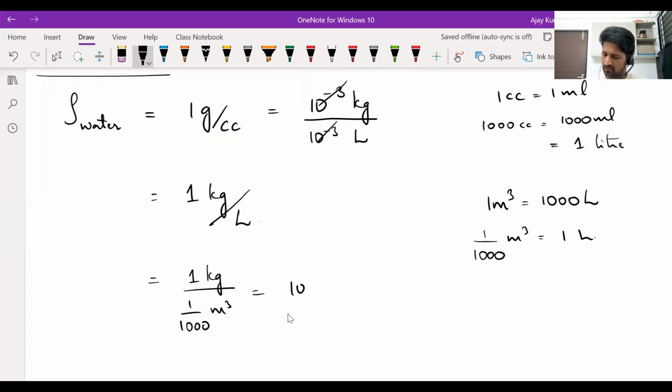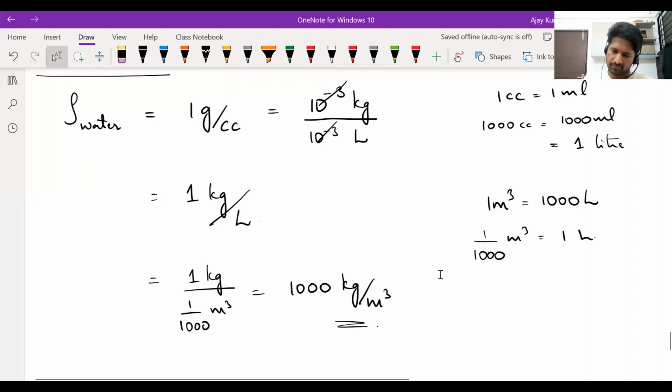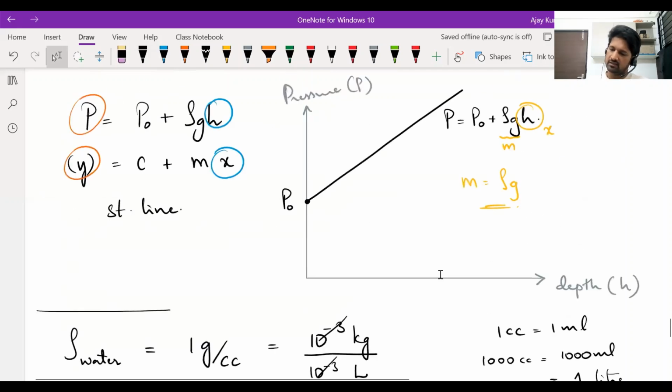1000 goes to numerator. The density of water is 1000 kg per meter cube. It's a significantly large density. Okay. Of course, there are objects or materials which are many times denser than water also. But just remember, water's density is quite significant. Okay. Now, why am I talking about density? Because if you know density, you can estimate pressure.